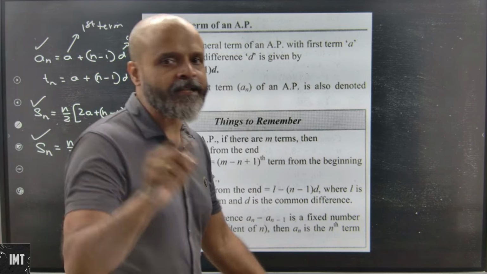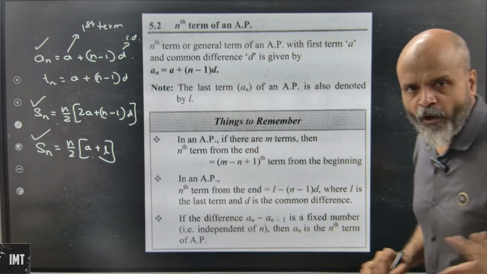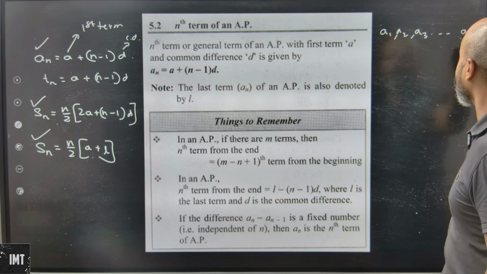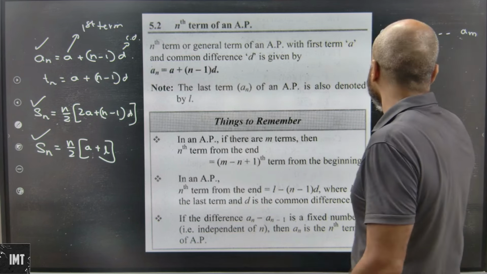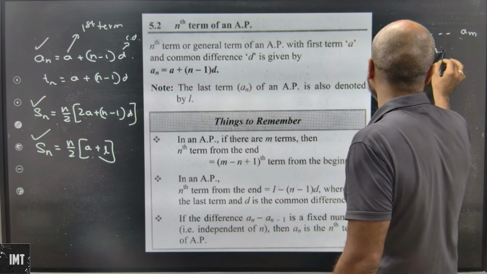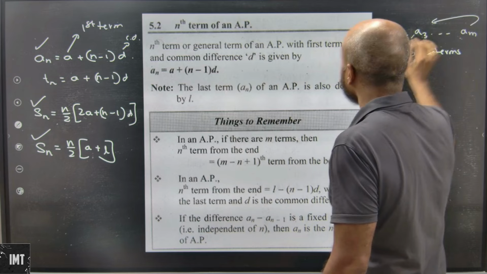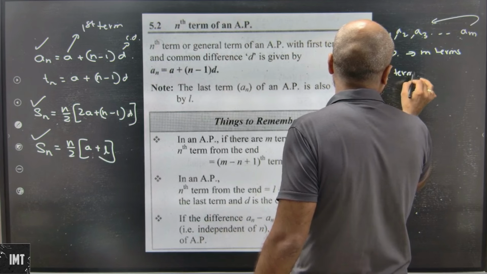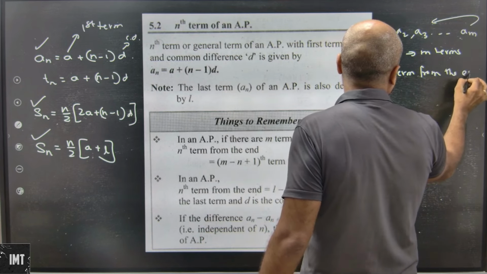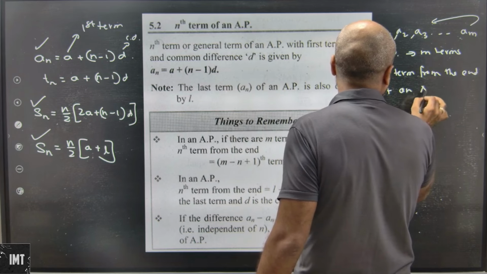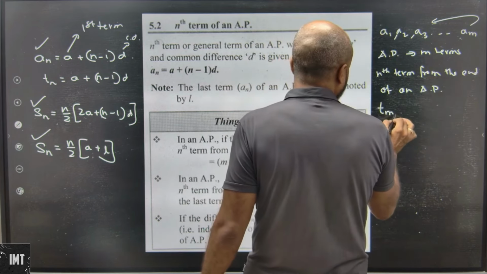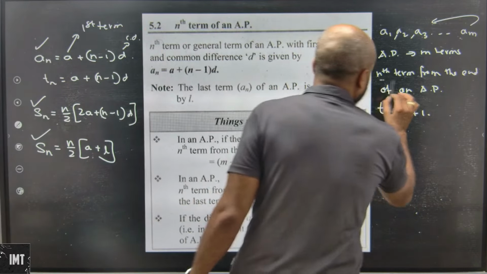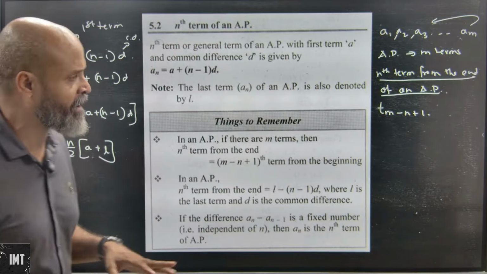Along with this, there is a fourth formula. The fourth formula is applicable in this way. Let's say we have a1, a2, a3, and so on and so forth till m. So we have m terms. So this is basically an AP of m terms. Now, if you happen to find out the nth term from the end of an AP, how would we find this out? This will be T_(m - n + 1). This will be the nth term from the end of an AP, T_(m - n + 1). Just make a note of it.